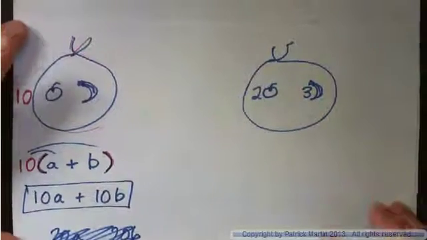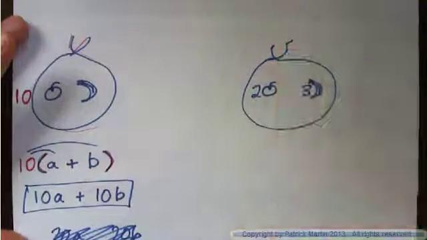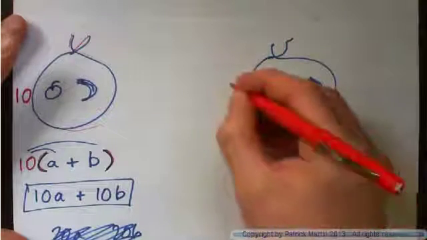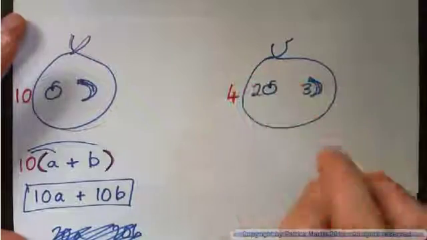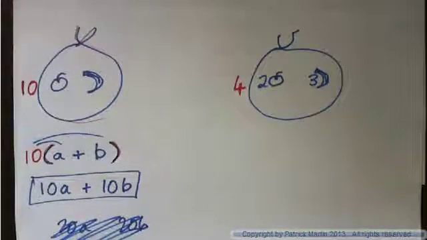Okay. So just for fun, here's a bag with 2 apples and 3 bananas in it. What happens if I put the number 4 outside here? What is that communicating, and how many apples and bananas do I have? Tell me.